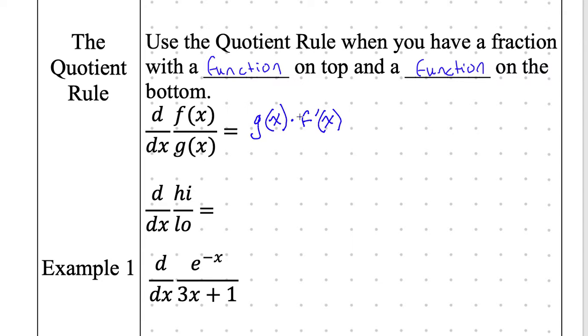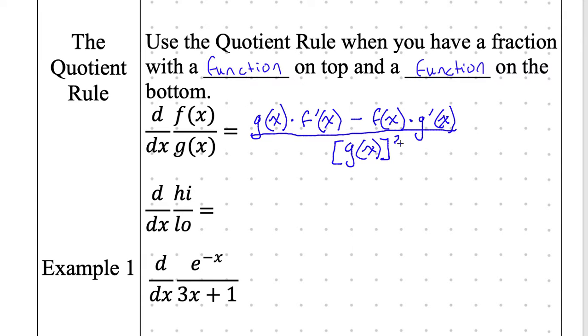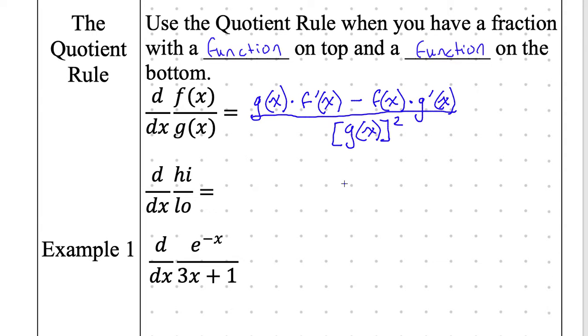And you might be thinking, oh, that kind of looks familiar. It's kind of looking like product rule. Minus, though, not plus. And then it's going to be f of x times g prime of x. And then it's going to be a fraction, all of that all over g of x in parentheses, and that thing is going to be squared. So there it is. Have it copied down, and I'm moving on to the rule that I want you to memorize.